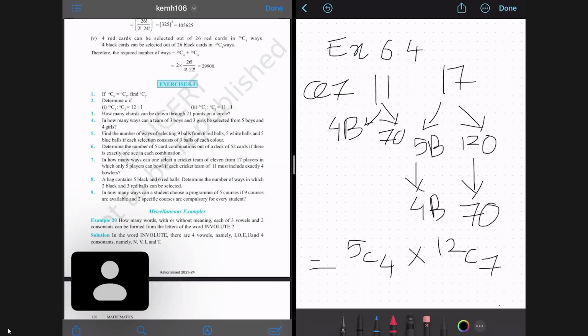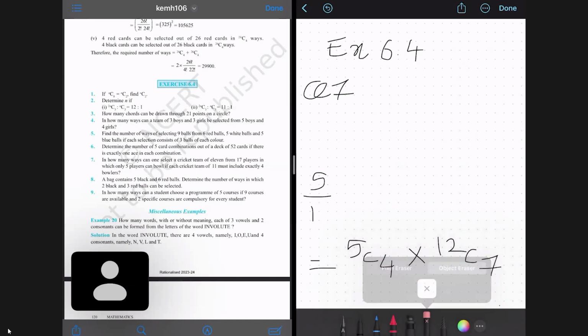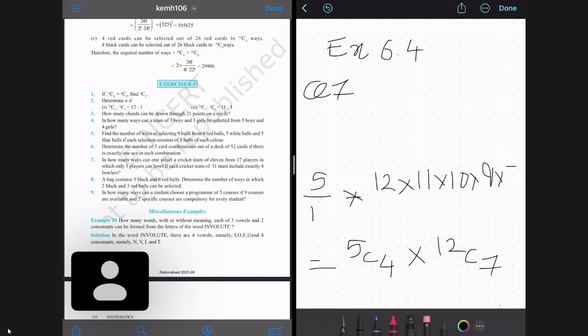and 5C1 is nothing but 5 upon 1, right? And 12C7 is nothing but 12C5, and 12C5 could be written as 12 into 11 into 10 into 9 into 8 upon 5 factorial, right? What I've done is I've represented 12C7 as 12C5 because both of them are going to be the same, and I have written 5C4 as 5C1 because they are also going to be the same, right?